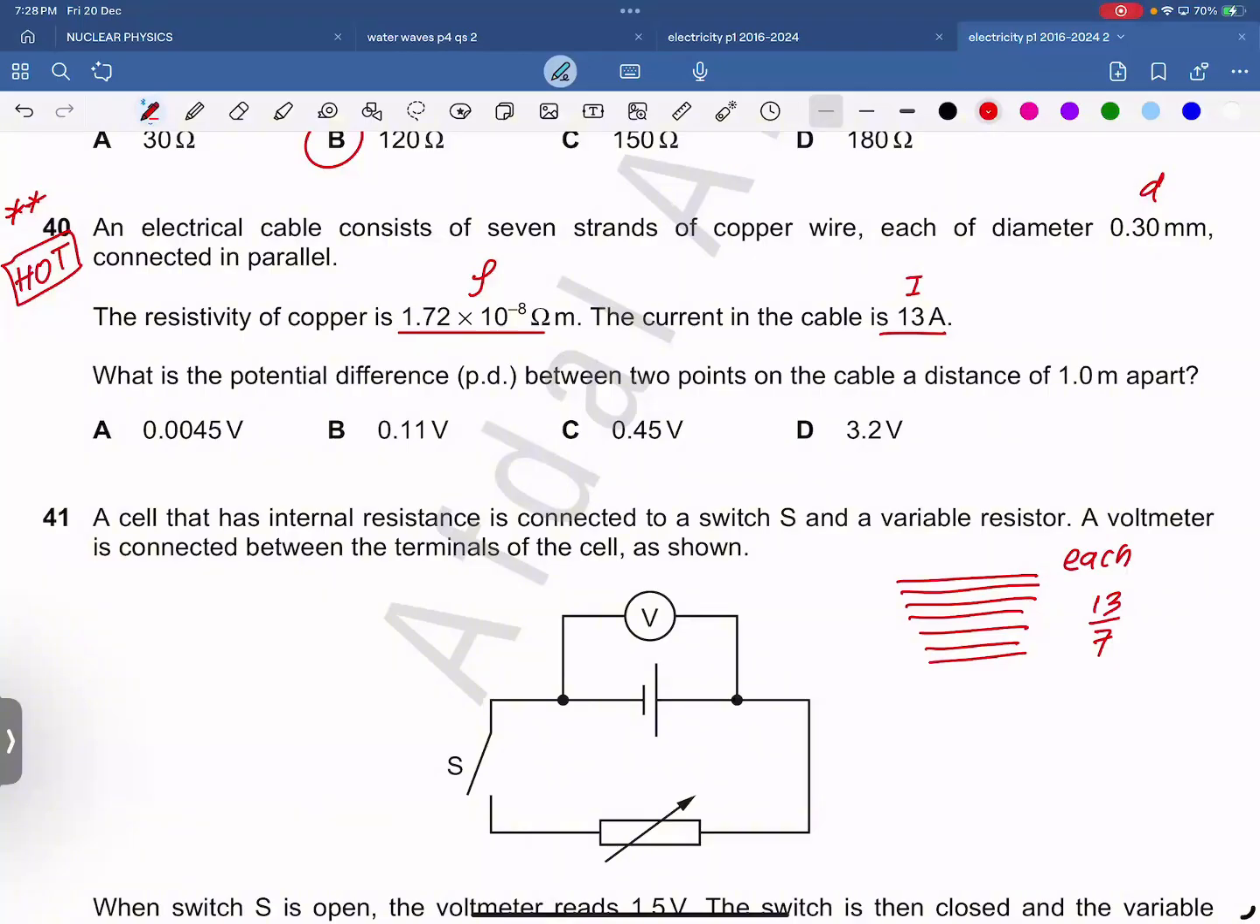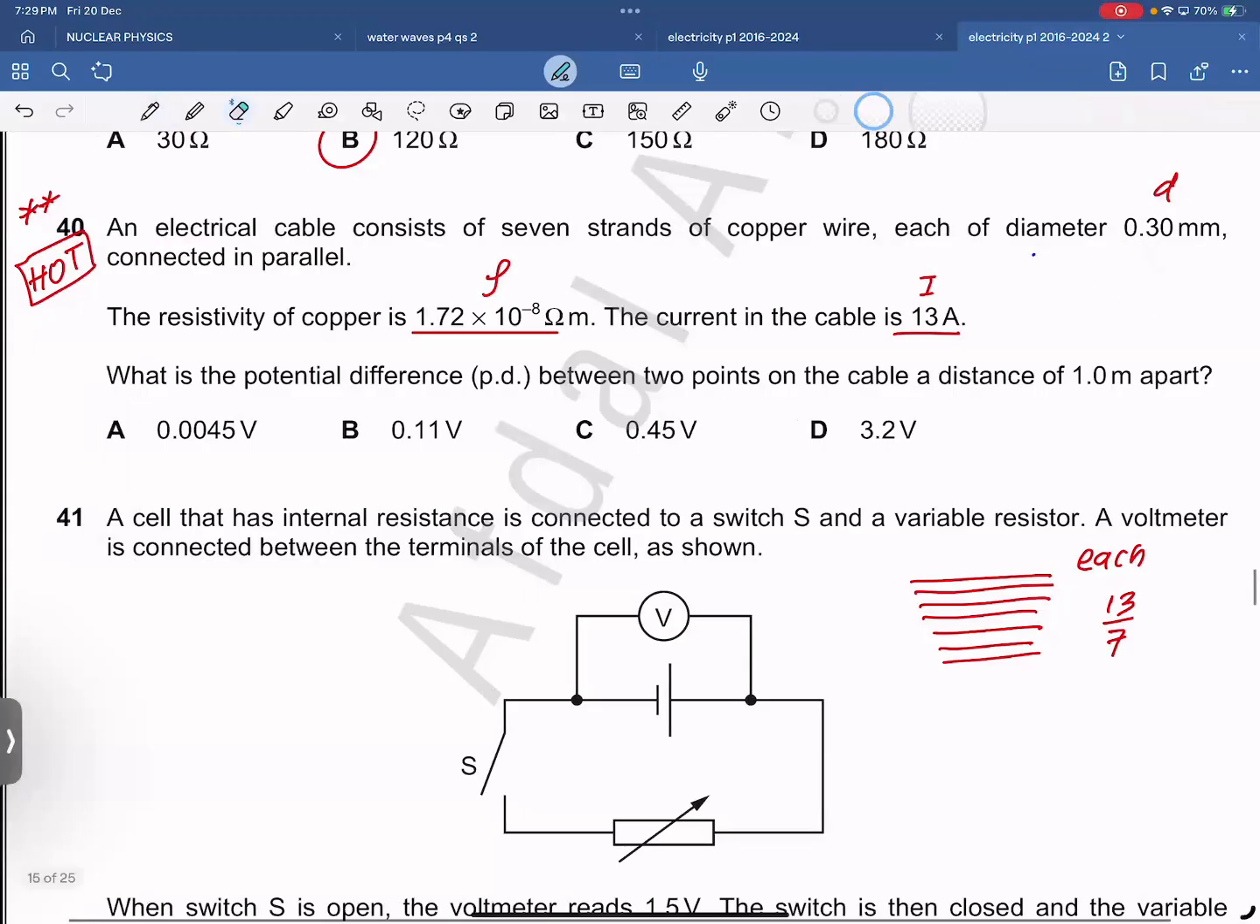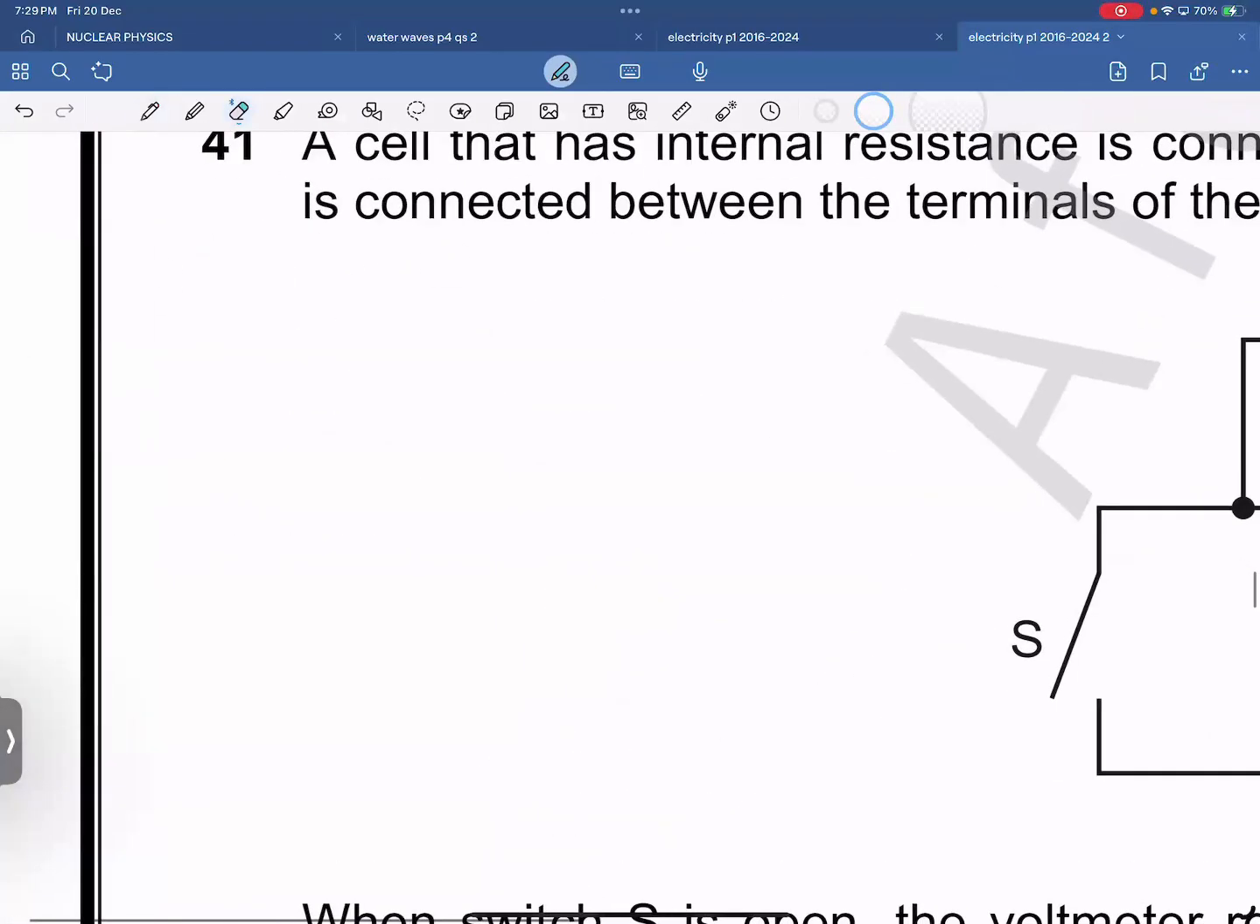So the problem is, you want to find the voltage, which we also don't have. Resistance you also don't have, but resistance you will find using resistivity. Now resistance is rho L over A. It needs a lot of space. Can I use this area? Resistance is rho L over A. I'm going for each wire.